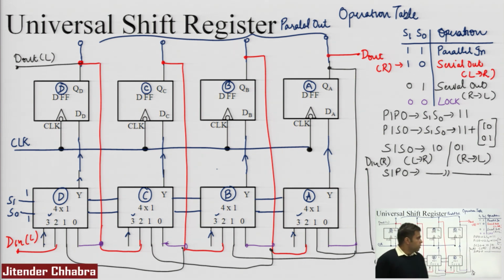Okay, so this is how we can design a universal shift register which can be used to implement any of the four functionalities with left to right or right to left provision. Okay, so with this we come to the end of this lecture.